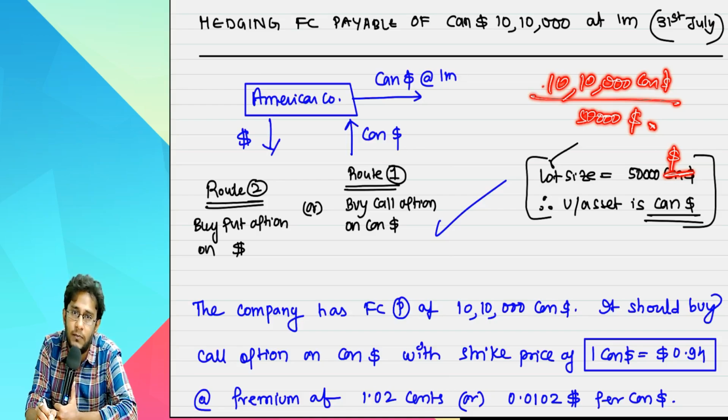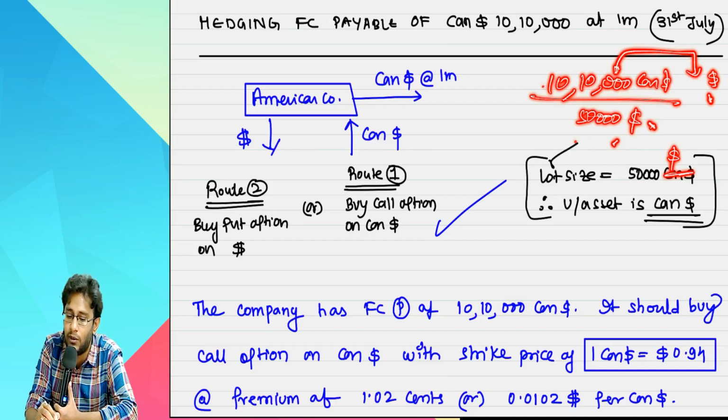Which rate should I apply? To convert CAN dollars, I have to convert into US dollars, otherwise I will never know the lot. So I have to convert. Which rate? The contract, which contract is this? Call option. One rate is there, no. Which rate? Strike price. Use the strike price and convert this FC payable into your home currency amount at the strike price.